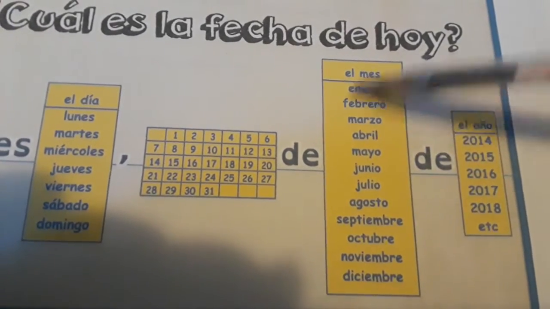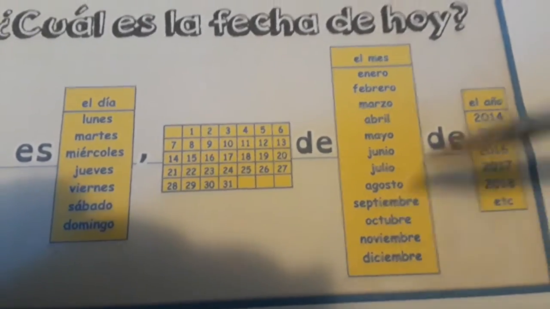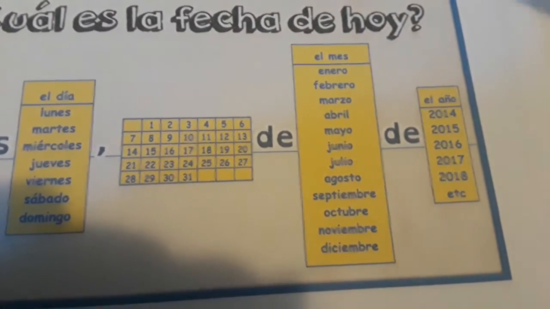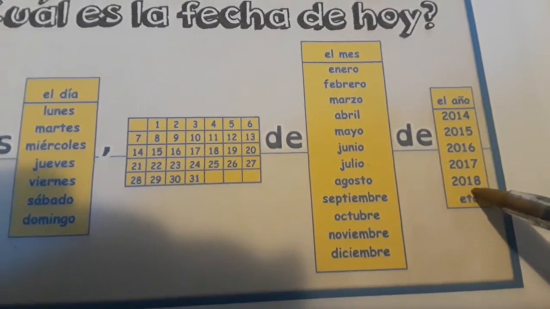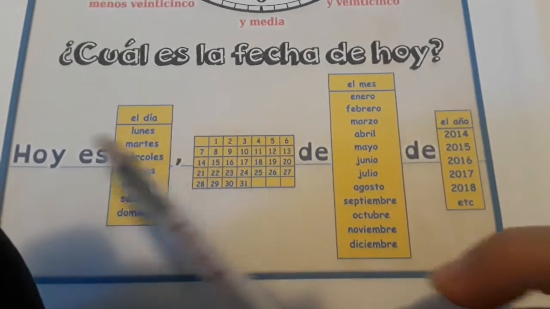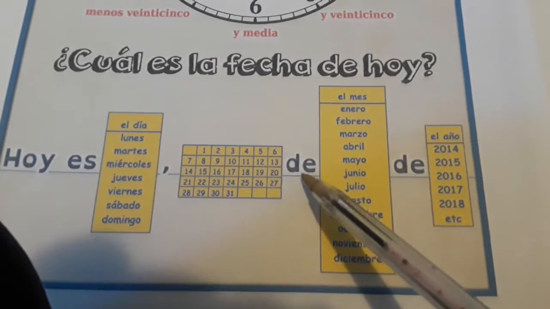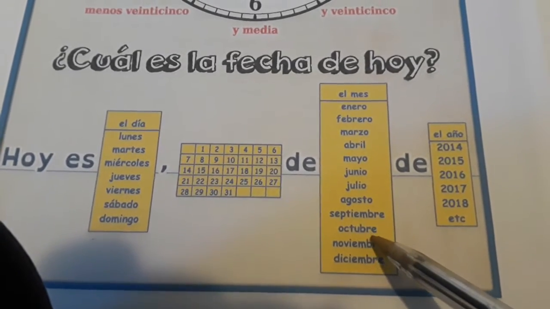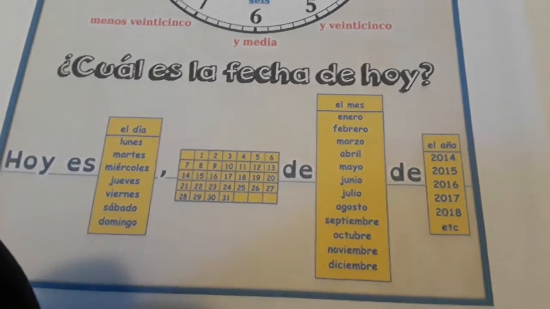So what month are we in? ¿Qué mes estamos hoy? Estamos en octubre. Del año, ¿qué año estamos? Well, we're in 2018. Okay. So the answer would be hoy es miércoles 17 de octubre del año de 2018.